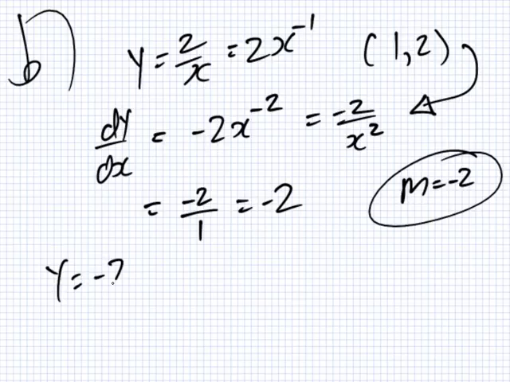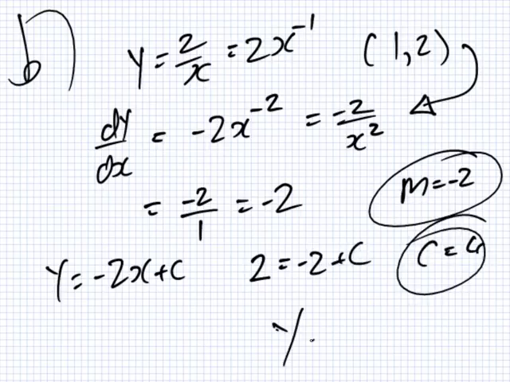Y equals mx plus c. Put the point in, and I'll get 2 equals minus 2 plus c. C equals 4. So my answer is y equals minus 2x plus 4. Okay, I'll take some coffee and wait for you to catch up. Continue.